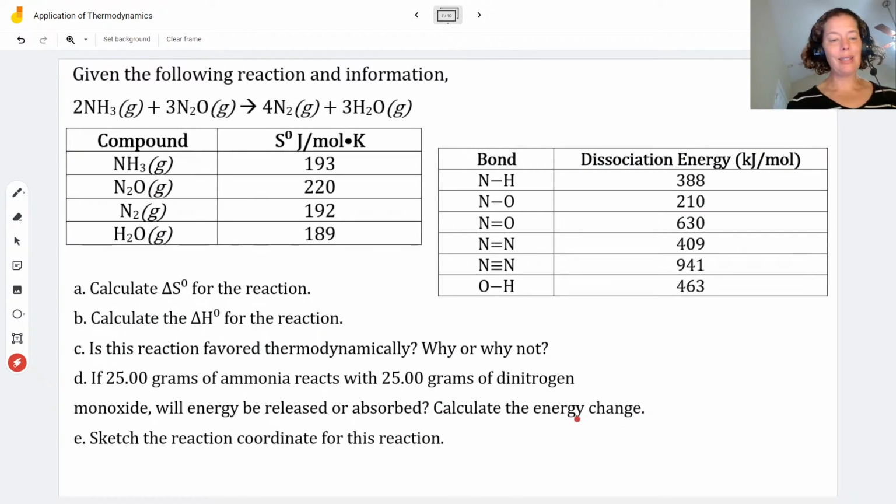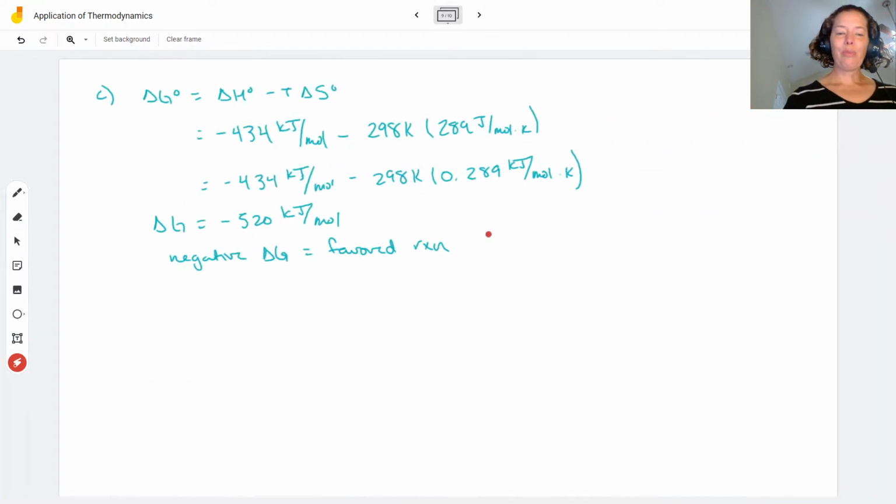But now we need to calculate the energy change. What makes this difficult is we are given information on both of our reactants. That means we need to figure out which one is the limiting reactant, and once we know which one is the limiting reactant, then we can figure out how much energy is released. So in this problem, they have thrown in a limiting reactant problem in the midst of a thermodynamic problem. All right, so first we'll say energy is released.